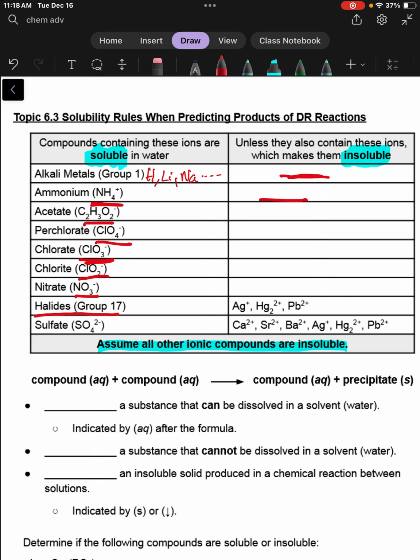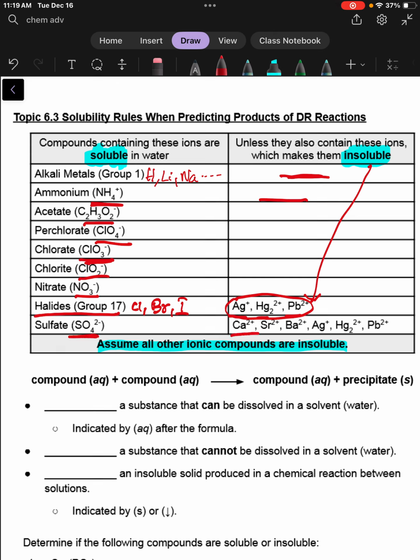Coming to the 17th group, they are called halides. For example, fluorine, chlorine, bromine, iodine. Some of them are insoluble if they are connected to silver, so silver chloride, silver bromide, silver iodide, or mercury or lead. They will be insoluble. Everything else will be soluble. If you see any of these three metals connected to the halogens, they are insoluble. That is a restriction.